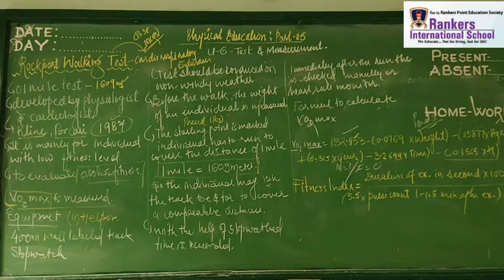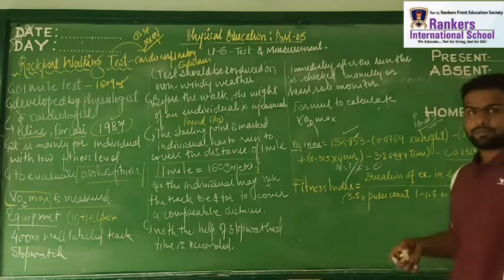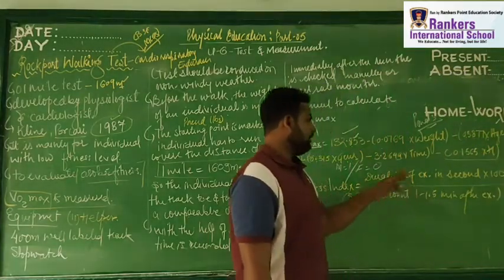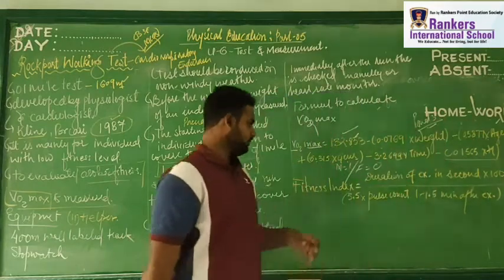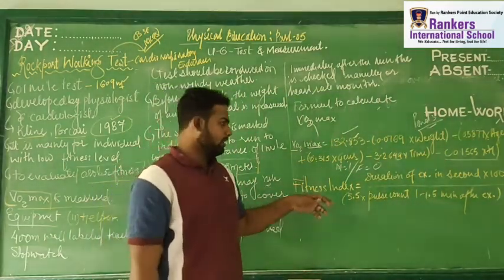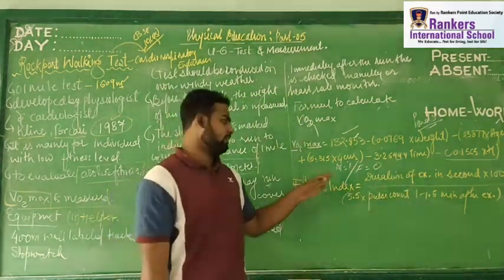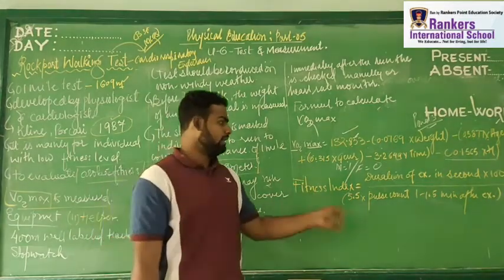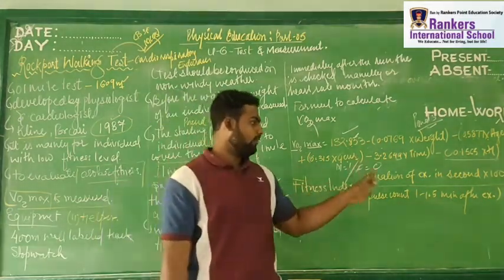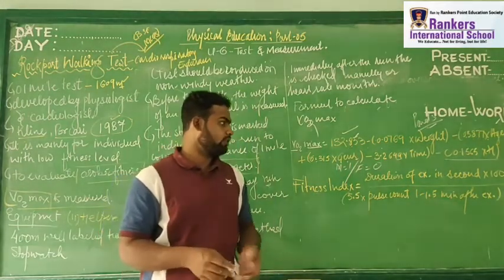Now see, what is the parameter and how will you calculate the fitness index? To calculate the fitness index, you must know the duration of exercise. Let's say the duration of exercise is 3 minutes. It means you have to convert it into seconds, and you will have to multiply it by 100. This is the formula for the fitness index: duration of exercise in seconds multiplied by 100, divided by 5.5 multiplied by the pulse count. Then 1.5 minutes of the exercise.